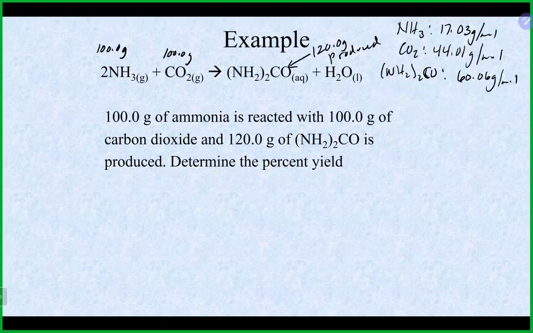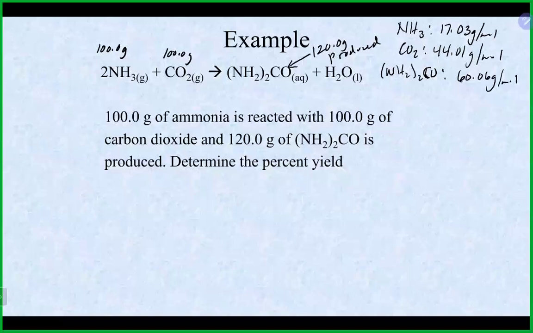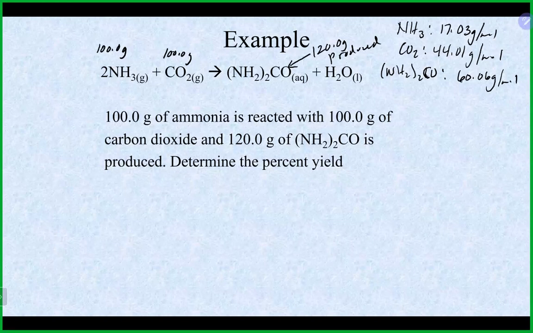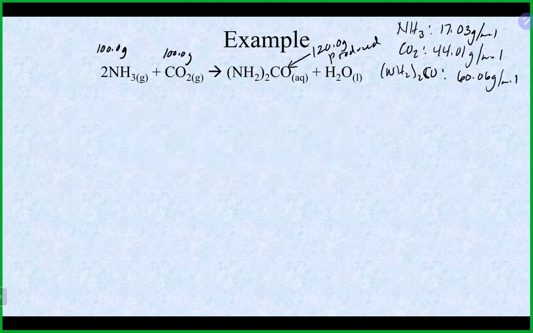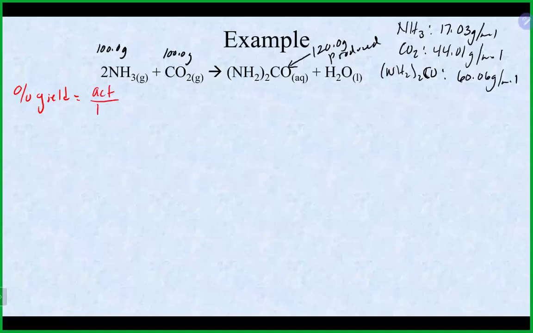Okay, let's take a look. So in this case, we have 100 grams of ammonia. We're reacting with the 100 grams of carbon dioxide. We produce 120 grams of our product. We want our percent yield. We have some molar masses from our previous example, which are the same thing. So obviously, if we did do that previous example, you would need to look up those molar masses probably on the periodic table. So the first thing we want to think about is we are looking for our percent yield, which is again our actual divided by our theoretical times 100%.